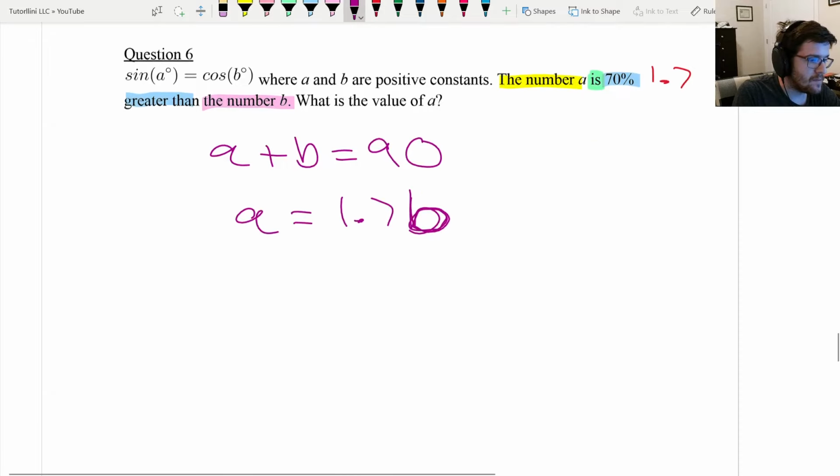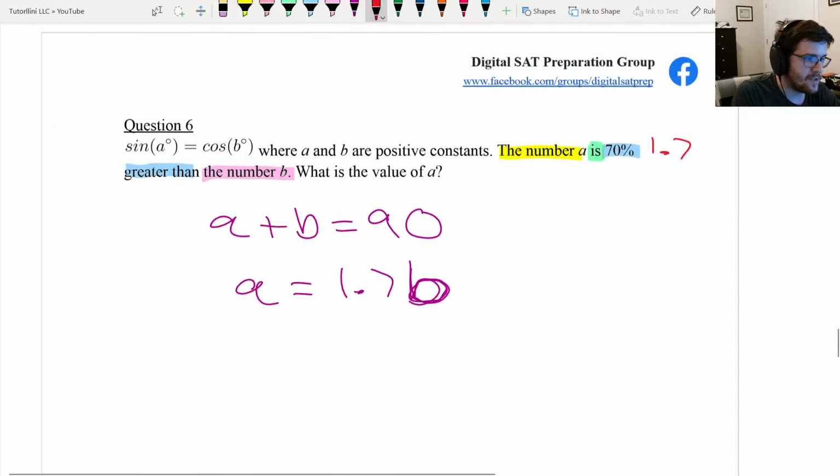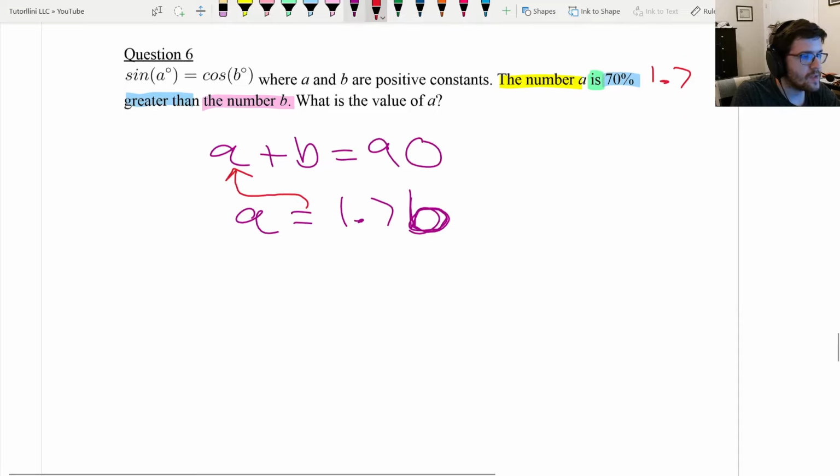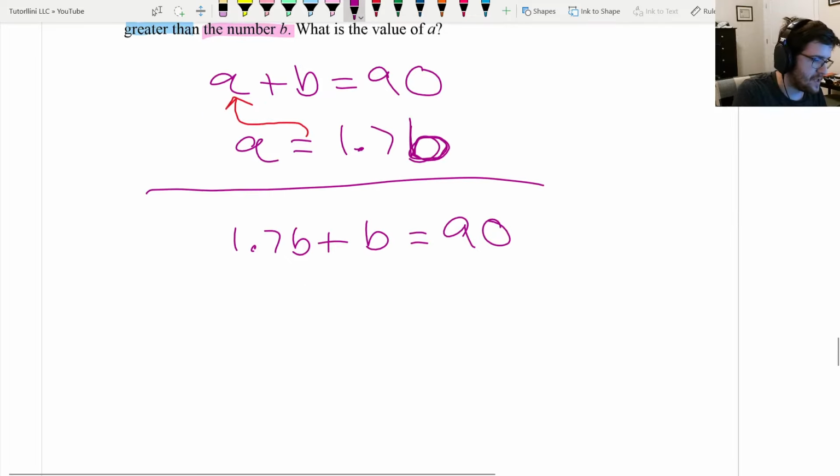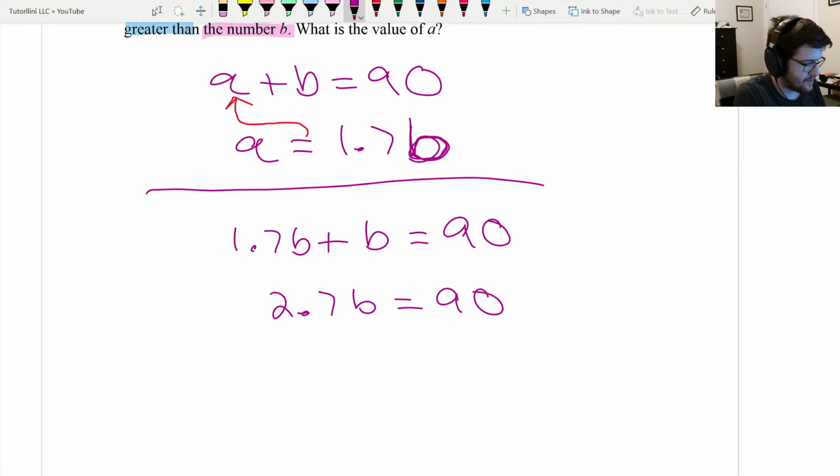All right, so we have a system of equations, so I'm going to do substitution to do it by hand. We could always do it by using Desmos later maybe. So I'm going to put in that A there. 1.7b plus b equals 90. 1.7b plus 1b is going to be 2.7b. And now I'm going to do 90 divided by 2.7 just on my calculator. And I get 33.333 or 100 over 3.